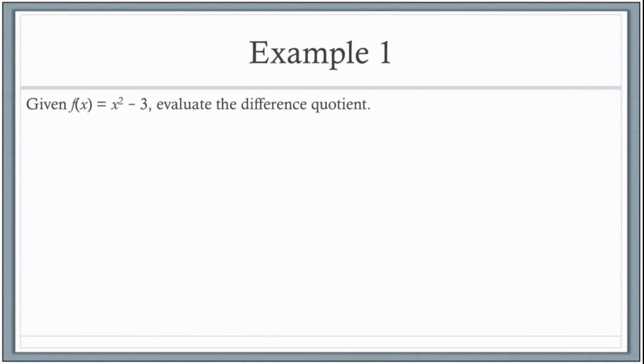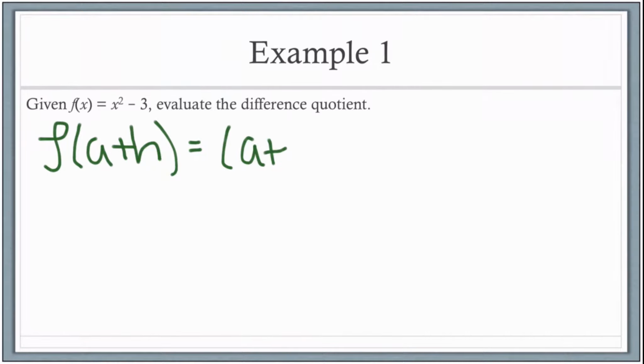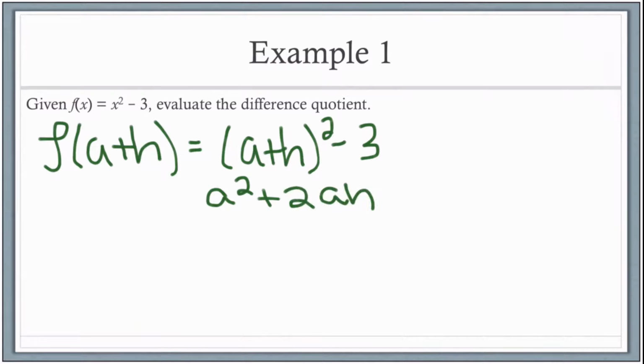So if I'm given f of x equals x squared minus 3, I want to evaluate the difference quotient. So the first thing that I need to find is f of a plus h. F of a plus h, we're plugging in a plus h for wherever we see an x. So we have a plus h squared minus 3, which we can simplify. A plus h squared is a squared plus 2ah plus h squared minus 3.